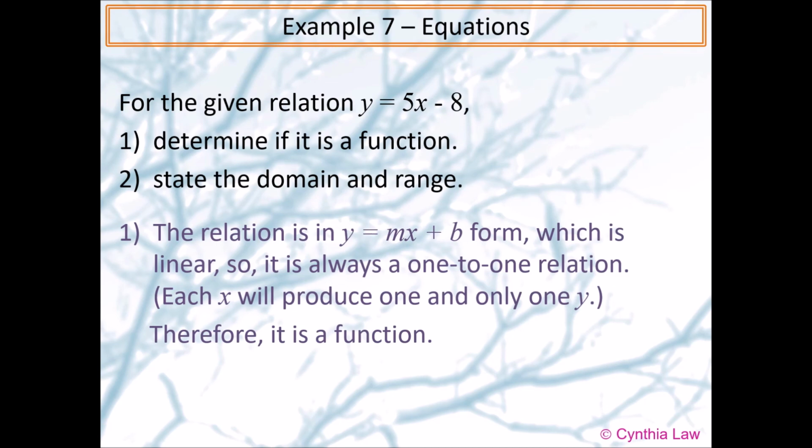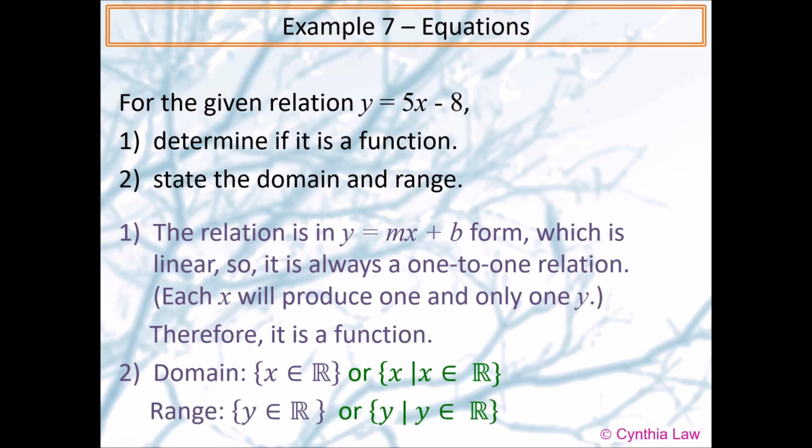So the domain is everything. So x belongs to the real number set. Why? Because there's no restriction on the x-coordinate. x could be any number from -infinity all the way to +infinity. Because when we graph this relation, we get a straight line that extends at both ends. We do not get a maximum, we do not get a minimum. We do not stop at the right and we do not stop at the left. It's just a straight line that goes on forever. So therefore, the range is also everything. So y belongs to the real number set.